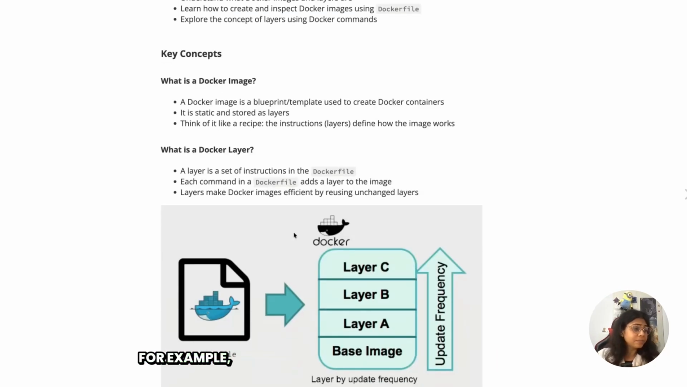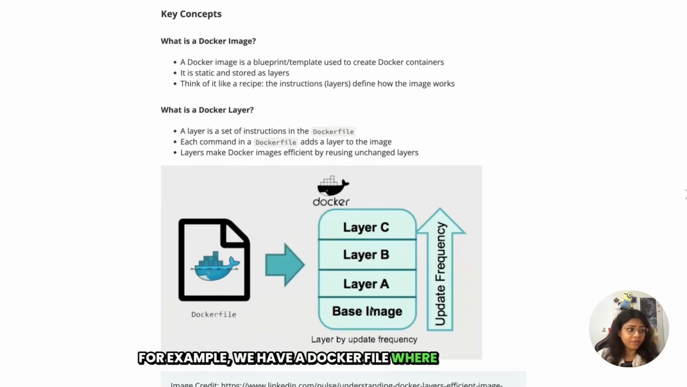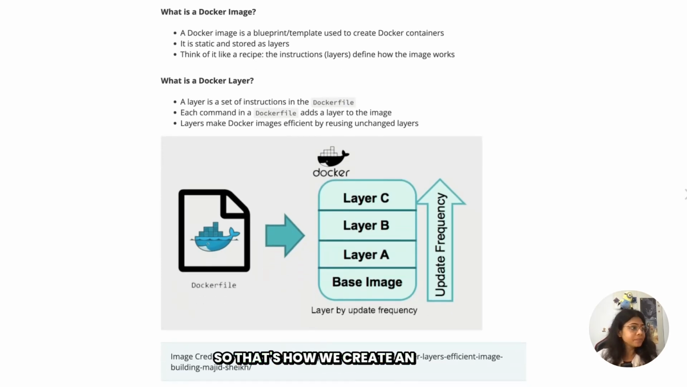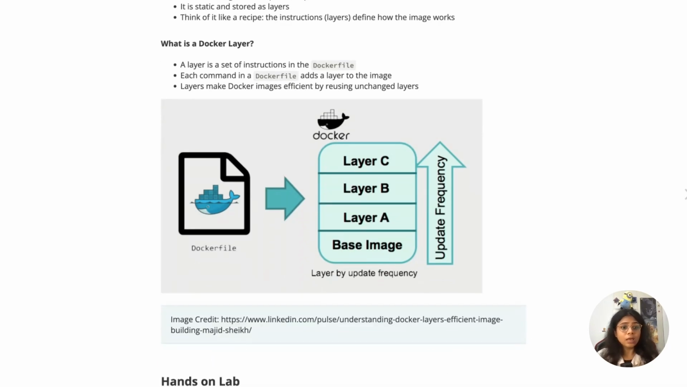For example, we have a Dockerfile where we have a base layer, and the first instruction is to install curl. The second instruction is to run some command. The third instruction is to clean up the cache. Let's say there are these layers we have. These are the four layers, or the multiple layers, we have inside an image. So that's how we create images.